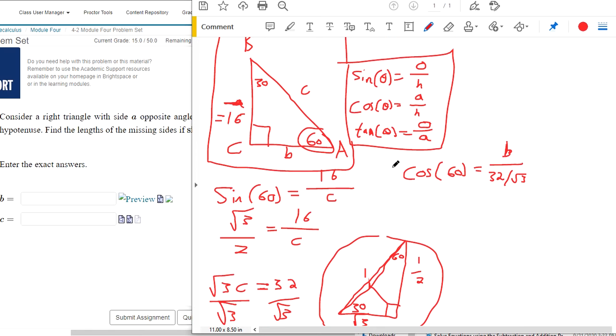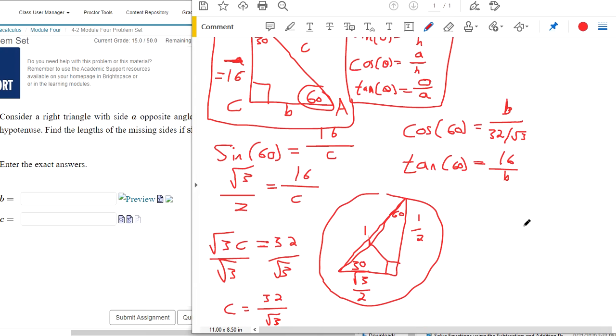Or you could even set up a tangent ratio. If we're looking from the 60 degrees perspective, tangent of 60 would be the opposite of 60 divided by the hypotenuse. Divided by the adjacent. I said that wrong. Tangent is opposite divided by the adjacent. So it's 16 divided by b. This one's a little bit easier to work with because we don't have square roots. So let's take tangent 60 and find out the exact value for this answer.